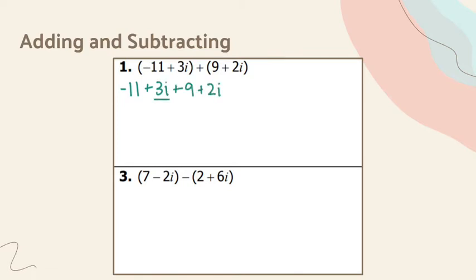Now we can combine like terms. So negative 11 plus 9 is negative 2. 3i plus 2i is positive 5i. That is it. That's your answer.